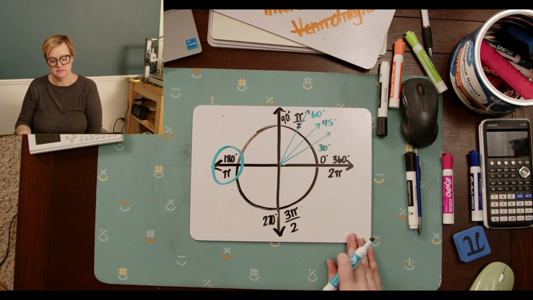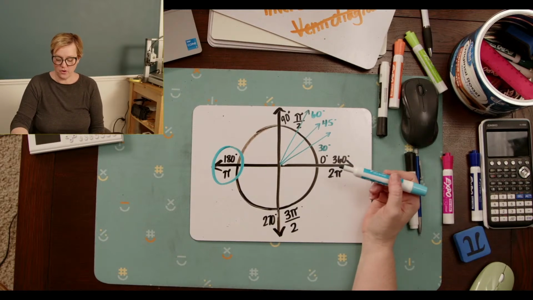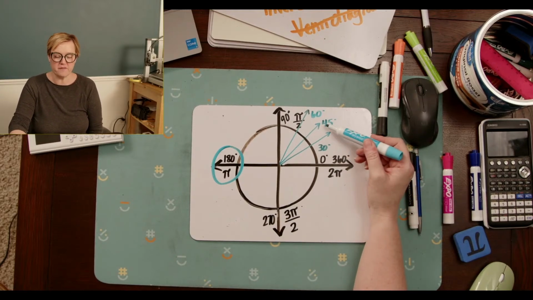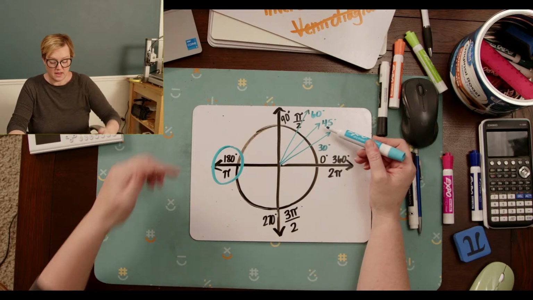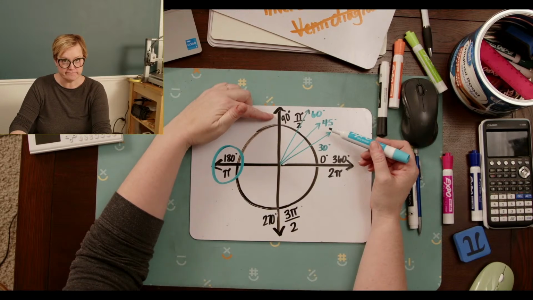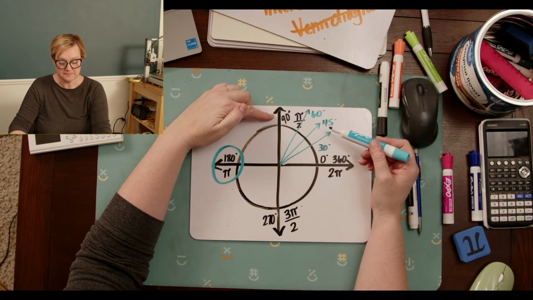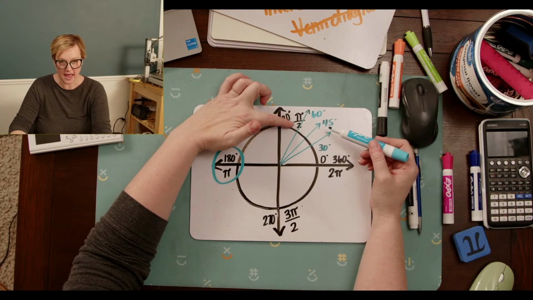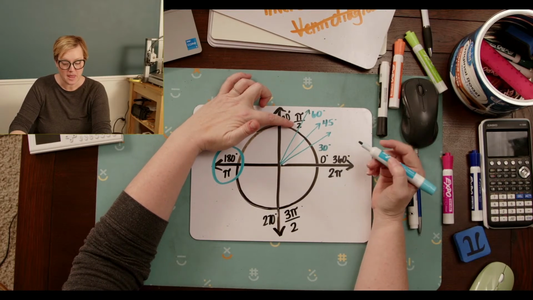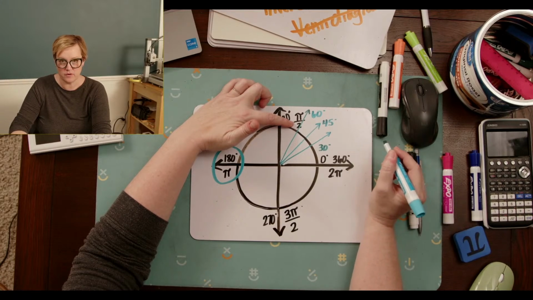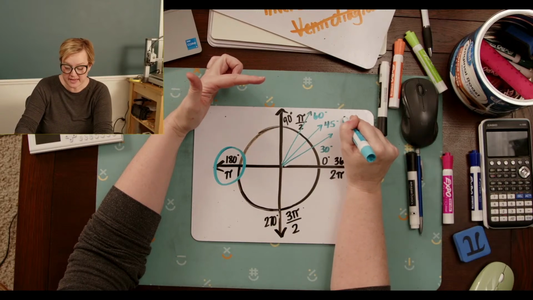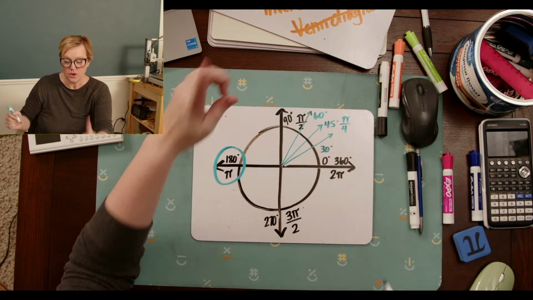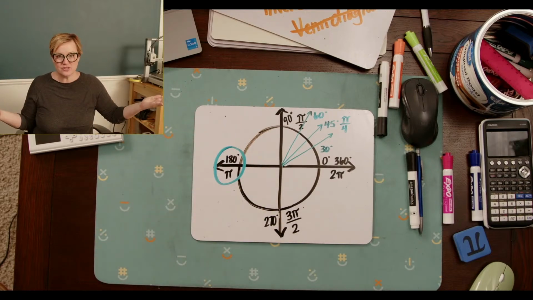That's all it is. So let's say 45 degrees. 45 degrees is half of 90, so that means in radians it's got to also be half of pi over 2. Half of pi over 2 is pi over 4. So we can use this logically, or we can also just convert it.